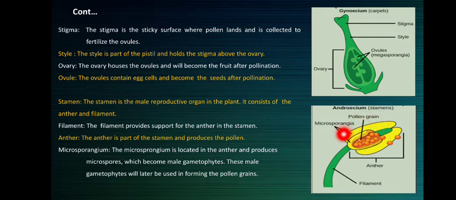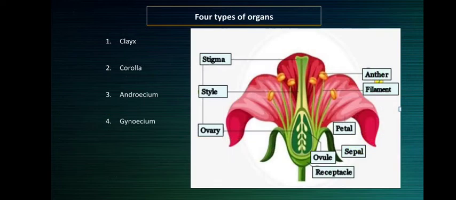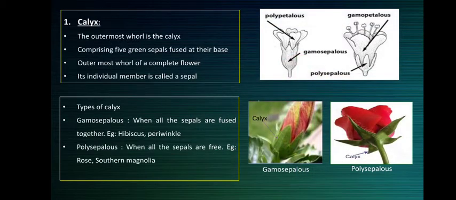The microsporangium is located in the anther and produces the microspores, which become male gametophytes. These male gametophytes will later be used in forming the pollen grain. There are 4 types of organs present in the flower. Those are calyx, corolla, androecium, gynoecium. Coming to the first one, that is calyx.